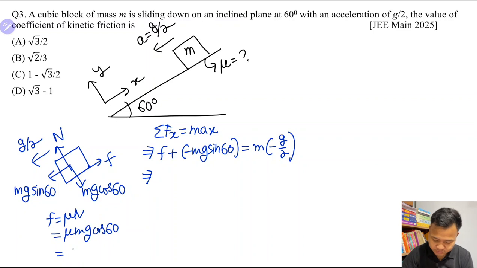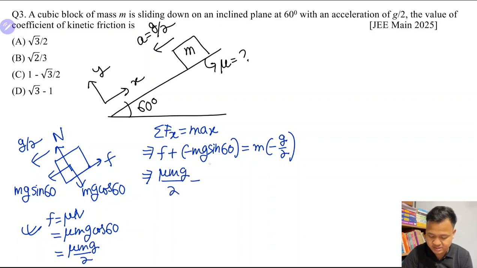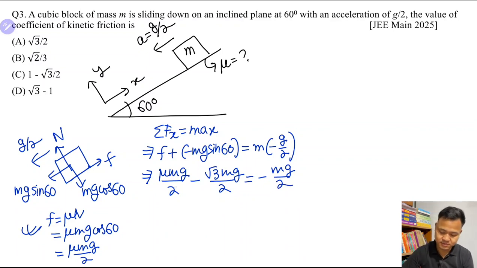Cos 60 is 1 by 2, so you'll have mu mg by 2. So this is the friction force. Friction force mu mg by 2 minus mg sin 60, which is root 3 by 2, so root 3 mg by 2, equals minus mg by 2. The 2 cancels out, m gets cancelled out, g gets cancelled out. Remaining I have mu minus root 3 equals minus 1.